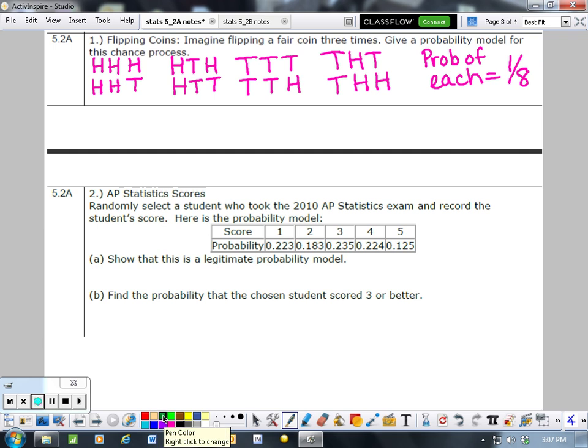Okay, so now what we have is a sample problem where the probability is not even. They give us a table. Randomly select a student who took the 2010 AP Stats exam and record the student's score. Here's a probability model. They took all the kids who took the 2010 AP Stats exam and recorded the probability of picking a student who had a score of 1, 2, 3, 4, and 5. How can we show that this is a legitimate probability model? Well, the first thing is all probabilities are between 0 and 1.